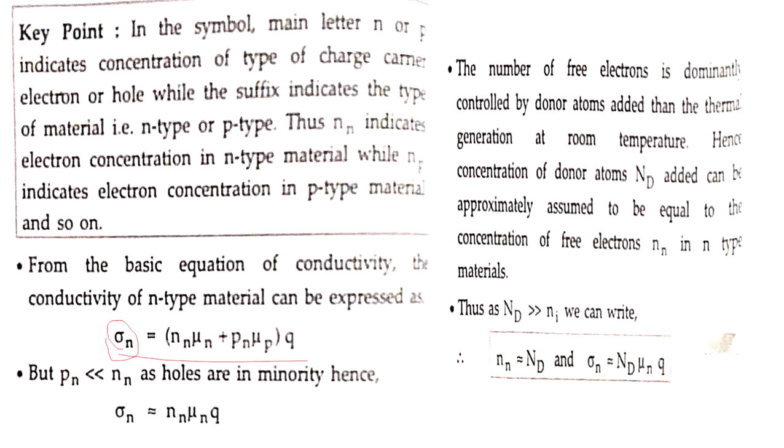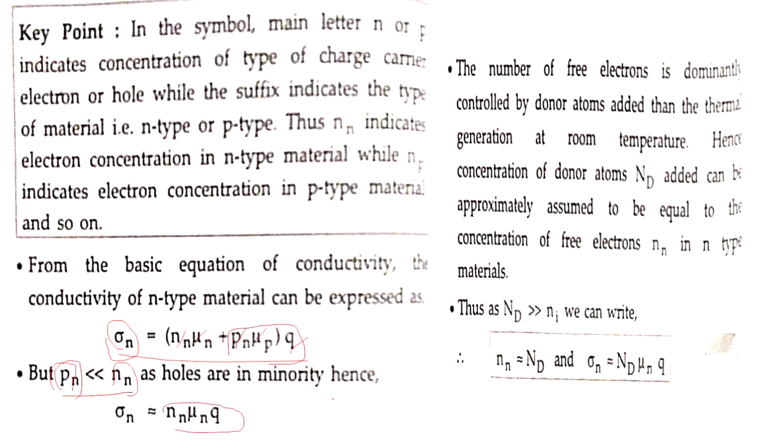sigma n is equal to (Nn mu n plus Pn mu p) into Q, where Nn is the concentration of electrons in N-type and Pn is the concentration of holes in N-type, mu n and mu p are the mobility of electrons and holes respectively, and Q is the charge of the electron. But in N-type semiconductor, the number of holes Pn is lesser than the number of electrons, since electrons are the majority carriers and holes are the minority carriers. So we can neglect Pn in this equation, and we carry only the first term, which is Nn mu n into Q.